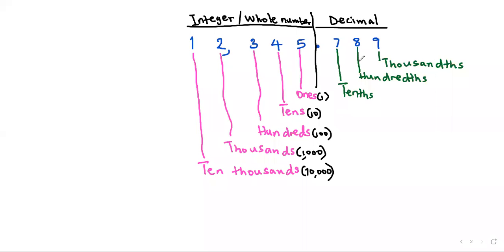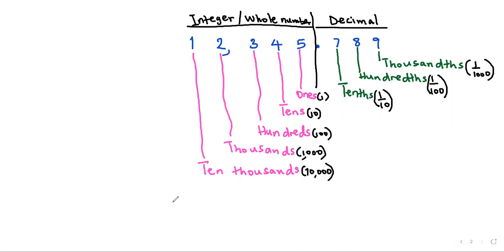Now, when we go to decimals, when we say tenths, we mean 1 out of 10. You understand that? Yes. When we say hundredths, we mean 1 out of 100. So what will be thousandths? Yes? 1 out of 1,000. 1 out of 1,000. Very good.